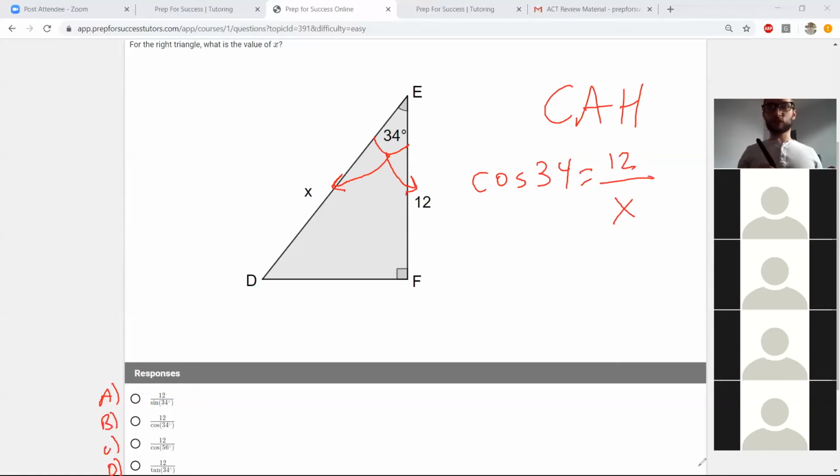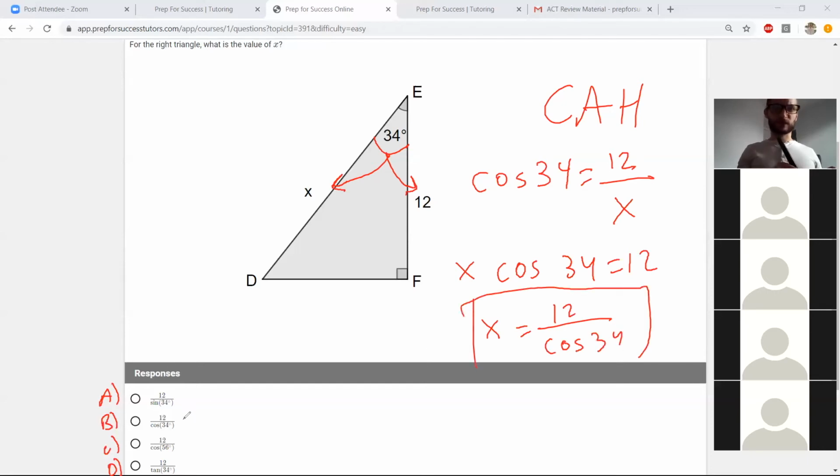So then I just need to get the x by itself. I move the x over, so I get x times cosine 34 equals 12. Divided by the cosine 34, x equals 12 over cosine 34. So the correct answer is B, which most of you sent me. Okay. Any questions, issues, or concerns?